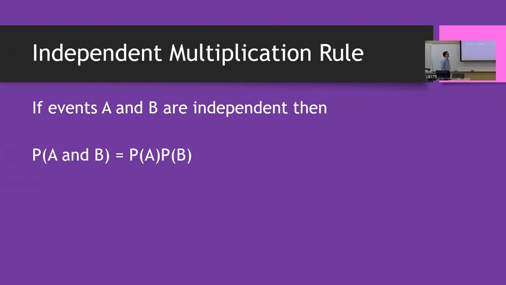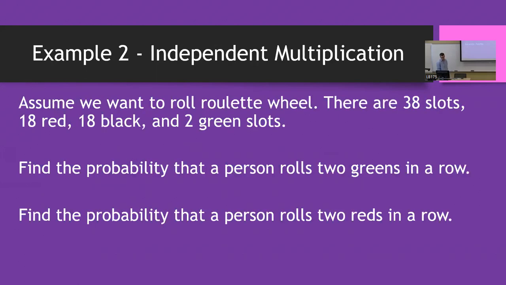By the way, don't always assume that. There's all kinds of examples where people have assumed independence where it's really not there. So don't assume always independence, but there you go. And then we did independent multiplication with the roulette example.